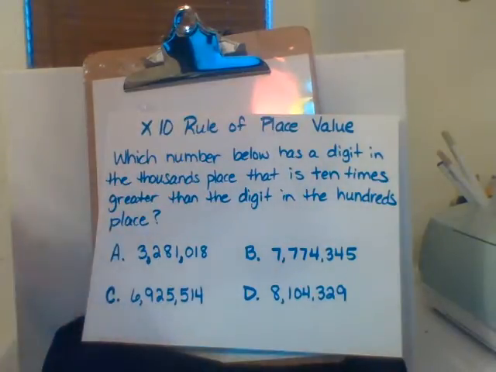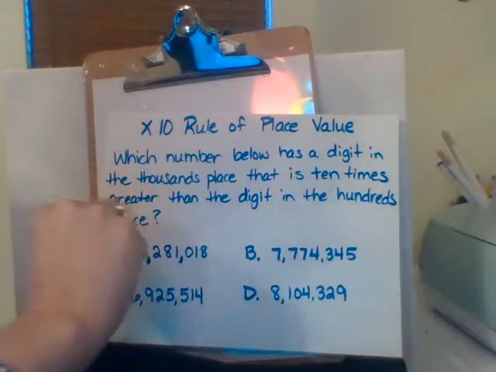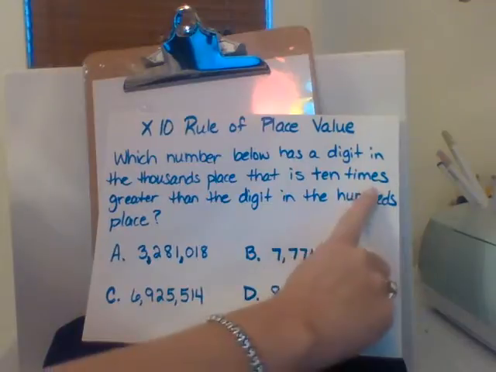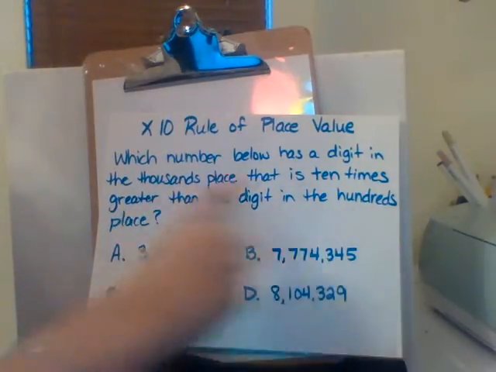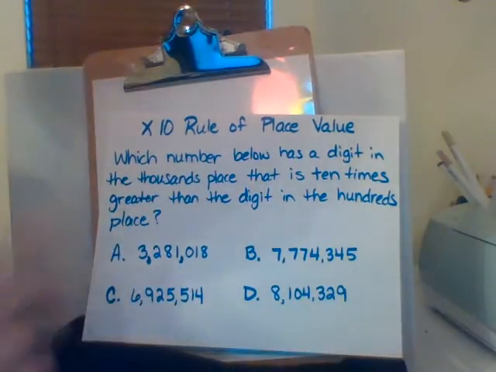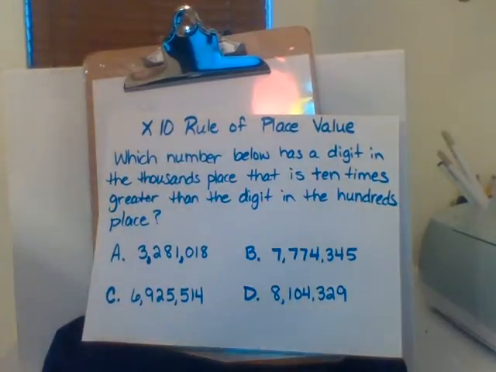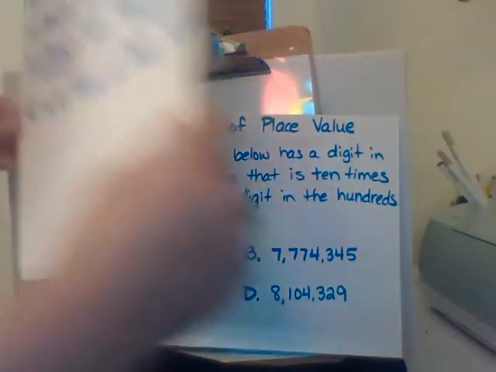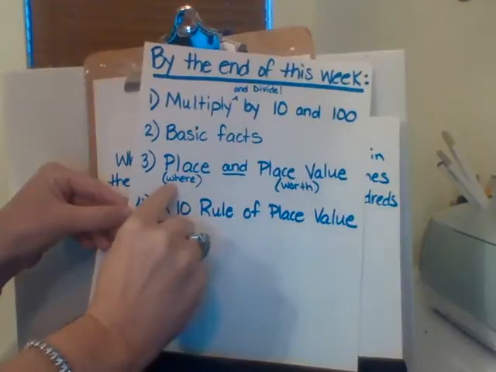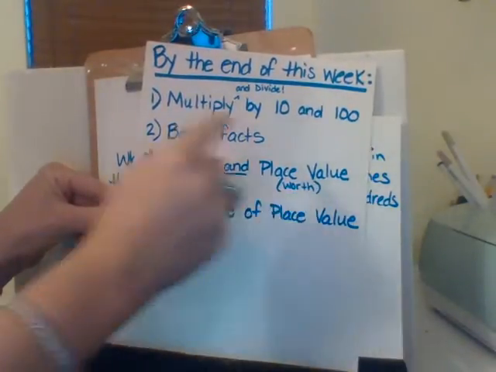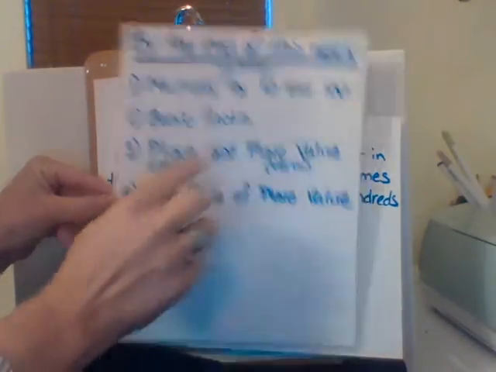Here we go. Which number below has a digit in the thousands place that is 10 times greater than the digit in the hundreds place? So what we need to do right now is, first of all, we need to know our place value. Once again, we have the knowledge of where a number is and what it's worth. So right now we're looking for where the number is.